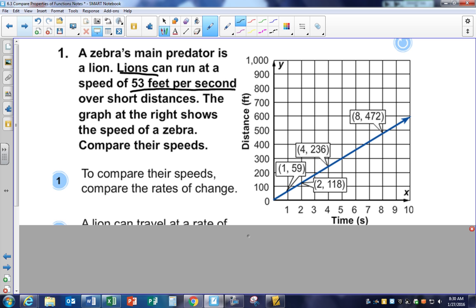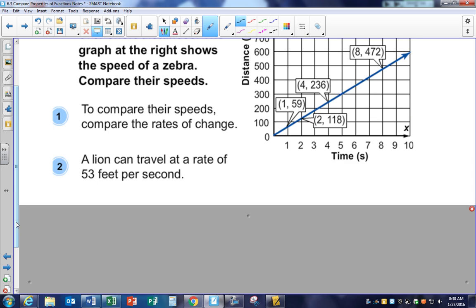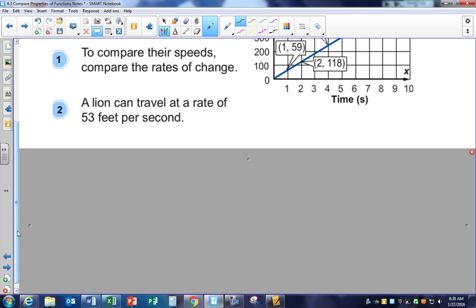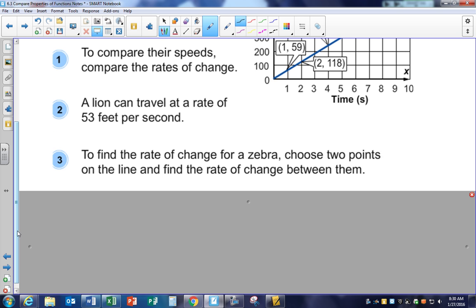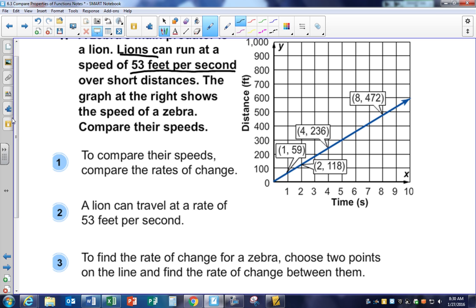So, to compare their speeds, we compare their rates of change. So we know one rate of change. Now we have to use the graph to find the second rate of change. So the lion can travel at the rate of 53 per second. Now let's find the zebra. To find the rate of change for a zebra, we choose 2 points on the line and then find the rate of change between them. So remember, it's the change in Y over the change in X.